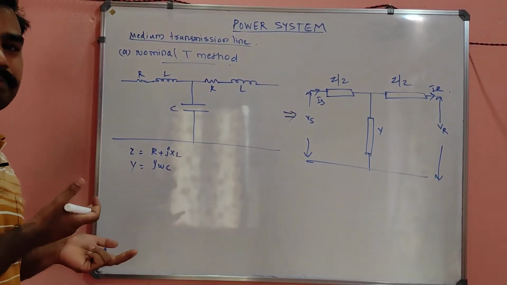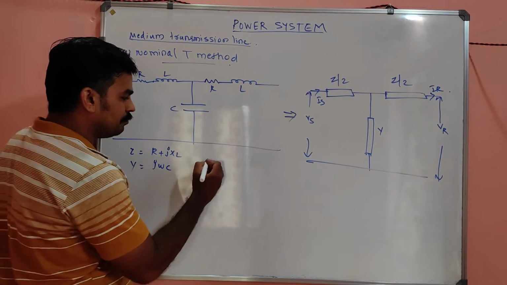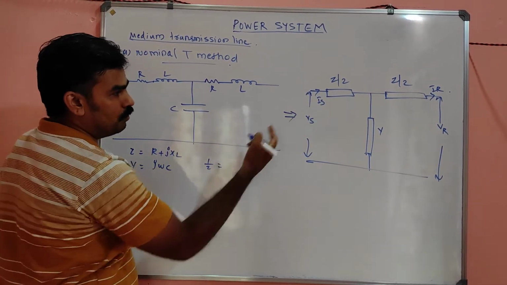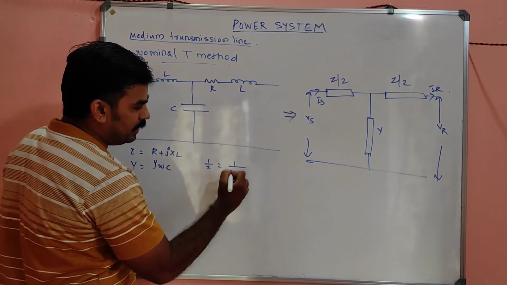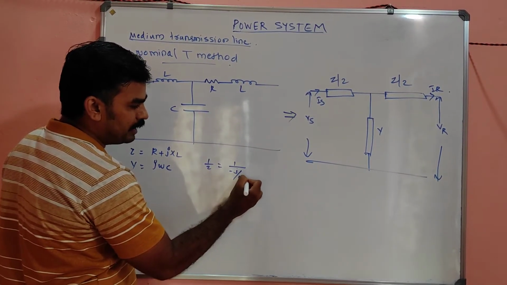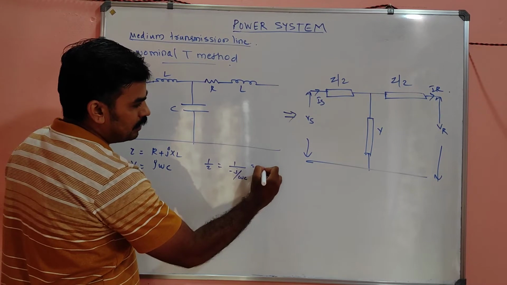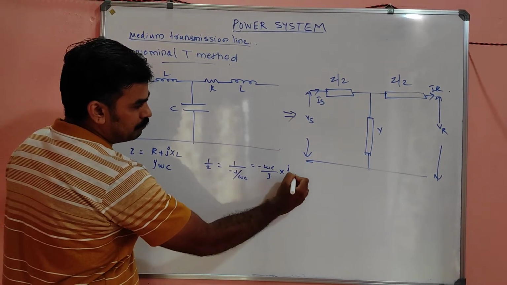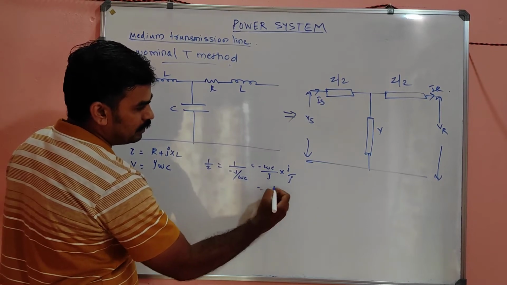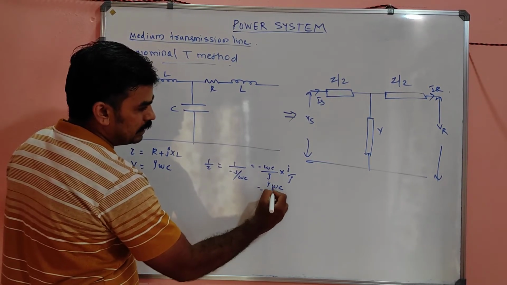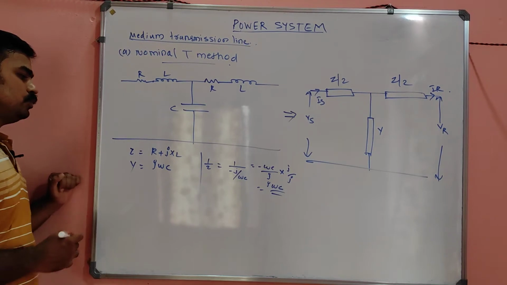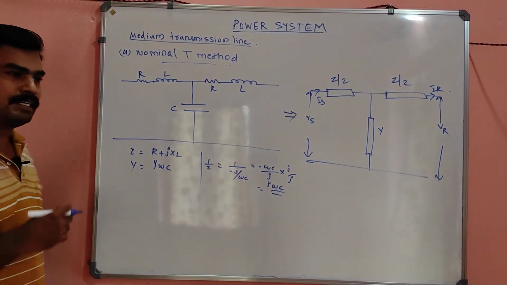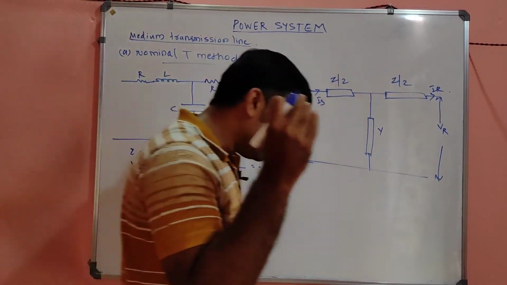How is that j omega C obtained, do you know? Admittance is nothing but 1 by Z. So 1 by Z for the capacitance will be 1 by minus j divided by omega C, which is minus omega C divided by j. Multiplying j in both numerator and denominator gives j omega C. So Y is j omega C and Z is R plus jXL.